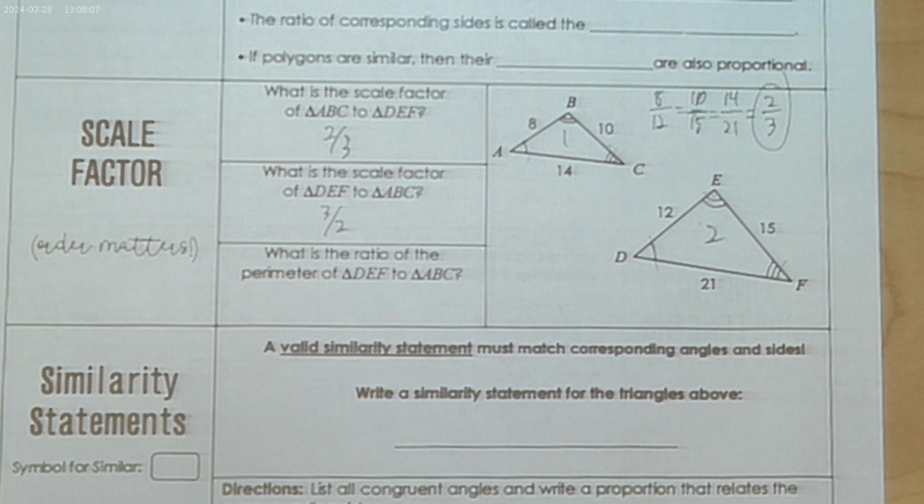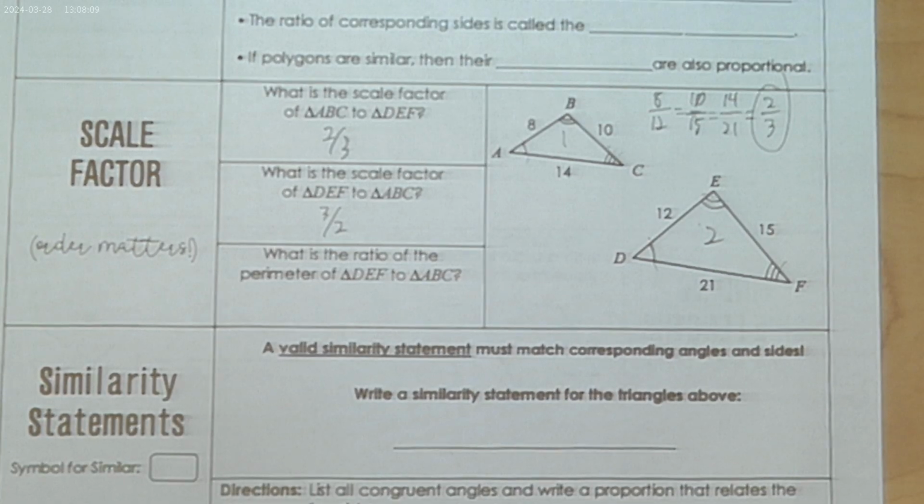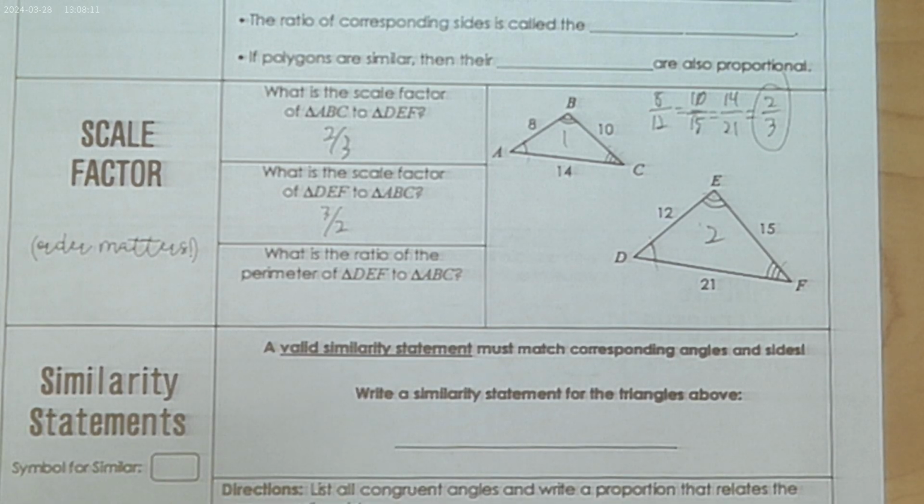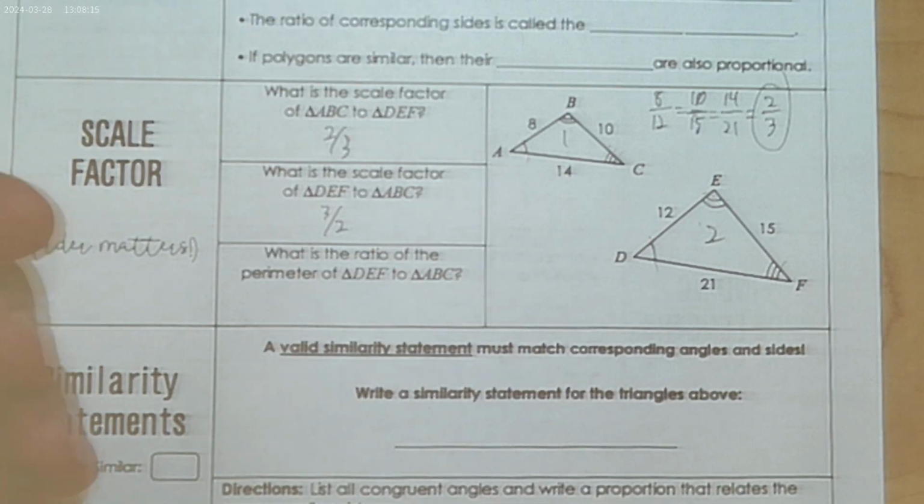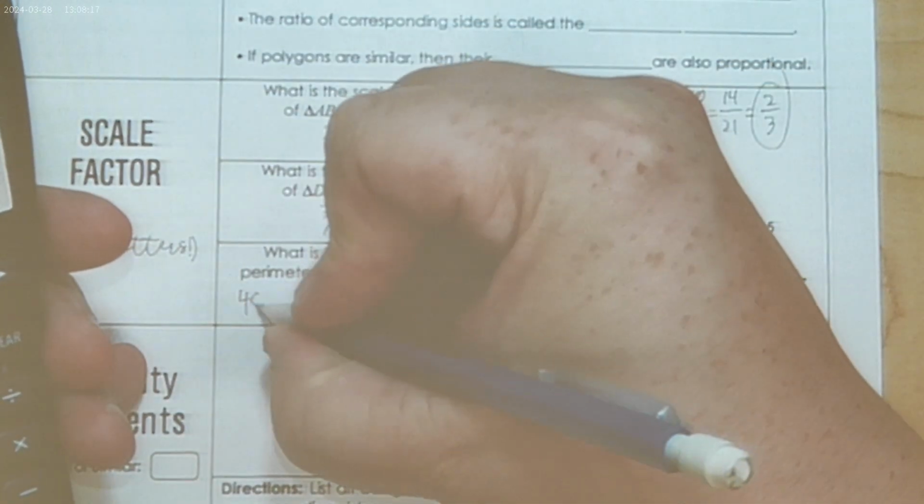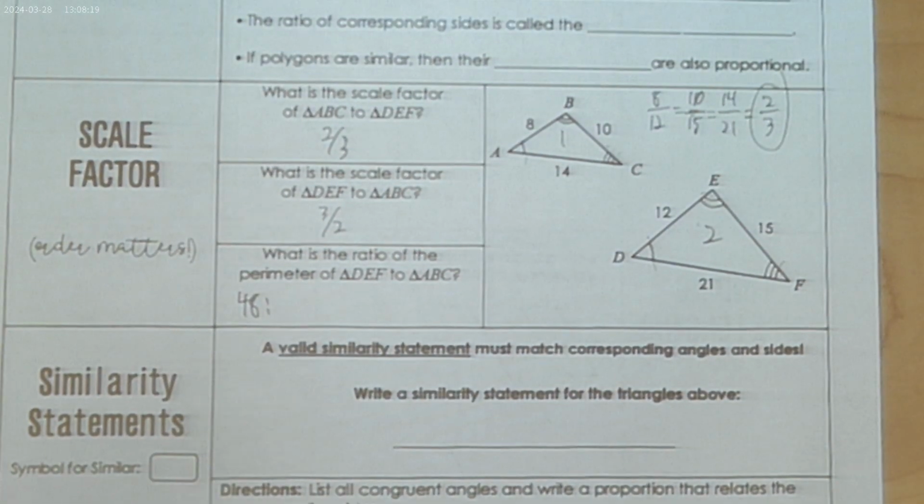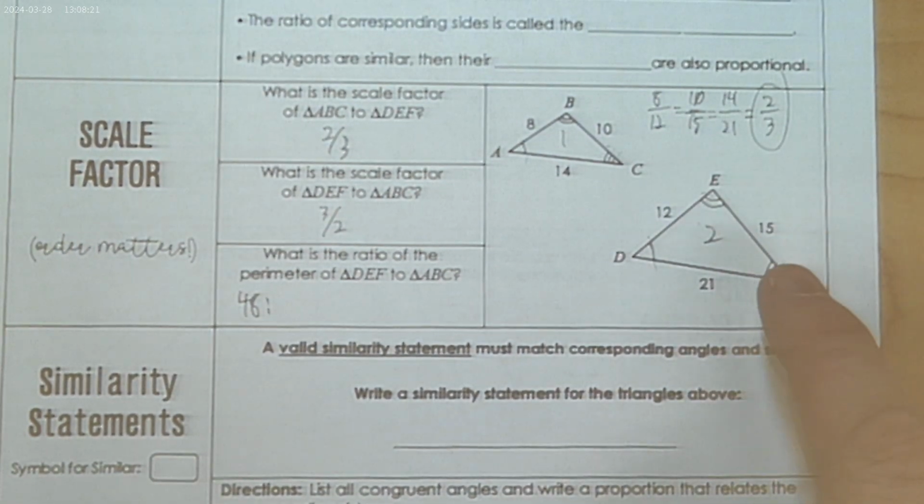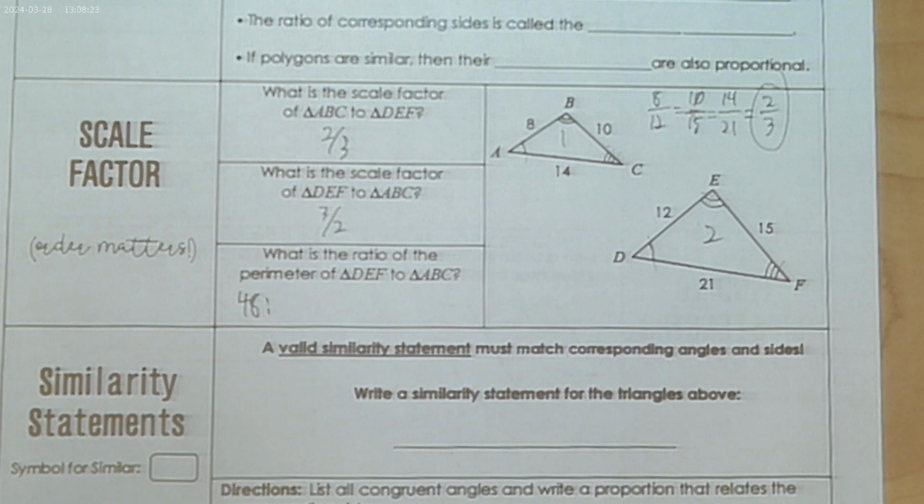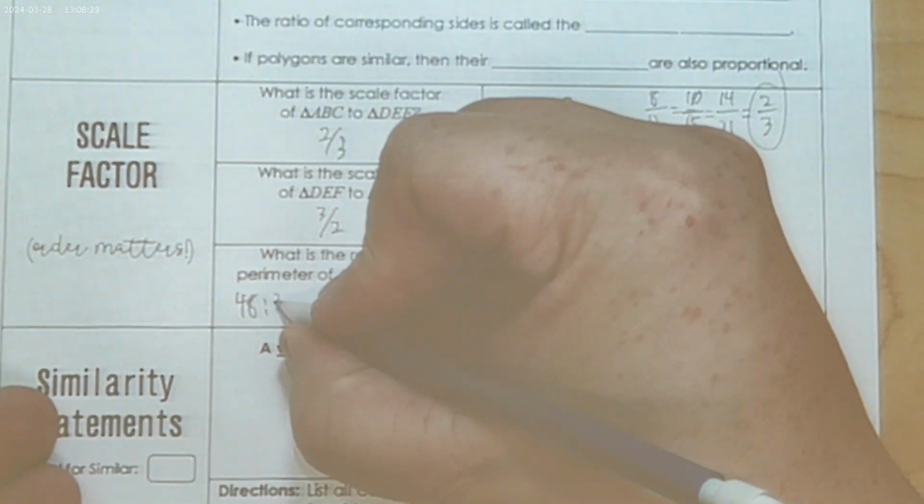So what is the ratio of the perimeter of DEF to ABC? Well, this one's going to take a little bit more math. 12 plus 15 plus 21. I'm just going to write it out over here just in case it turns into something I don't like. So the perimeter of DEF is going to be 48, and then 8 plus 10 plus 14 is going to equal 32.